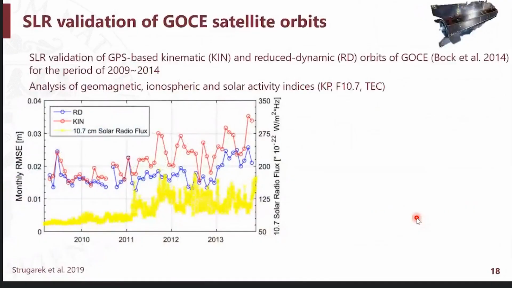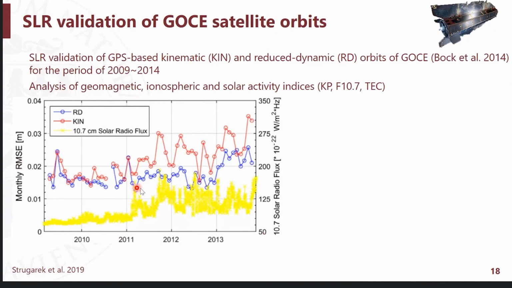Now I will present the main results of my PhD work. And I will start with the identification of systematic effects affecting SLR residuals to LEO. I have validated kinematic and reduced dynamic orbits of GOCE satellite for a period of about 5 years. In this analysis, I've compared SLR residuals with indices representing geomagnetic, ionospheric, and solar activity. And the figure shows an example of such a comparison.